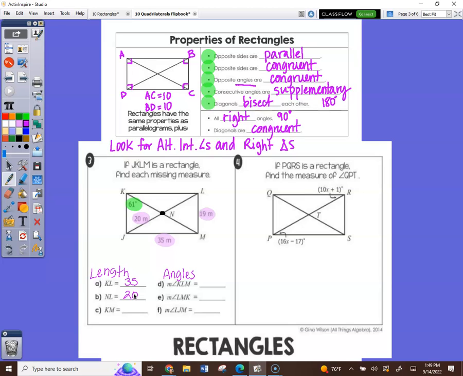You're thinking the entire thing is 20, so half would be 10. But if you look at it carefully, it's saying that from J to N is 20. So then from N to L would be 20 as well. K to M. K to M. 40. Why? I know nothing about K to N or N to M.